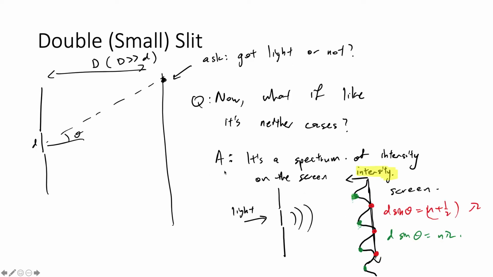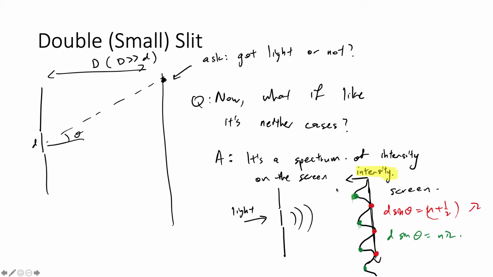But what if it suits neither case? Sometimes d sine theta could take on a value that's not an integer multiple or a half-integer multiple of the wavelength. The intensity you see on the screen is a spectrum. The formulas we have, d sine theta equals n lambda and d sine theta equals (n plus half) lambda, are for the extreme points on the intensity graph. If this is an intensity graph, it'll look something like this, and the green points, which are the constructive interference, will be given by this.